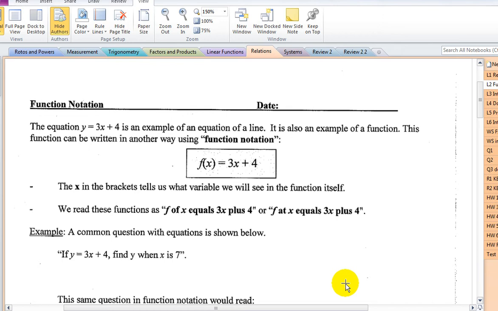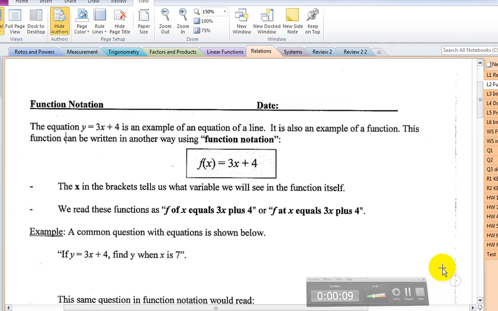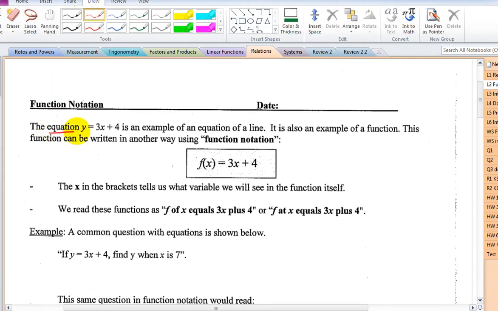Okay, so today we're looking at function notation. It's just looking different, but it's not different than anything you've done before. So we have an equation, just like we've seen, nothing new, y equals 3x plus 4. So instead of y, we just simply change it to f at x. That's all we're learning today. Everything else you've done already.